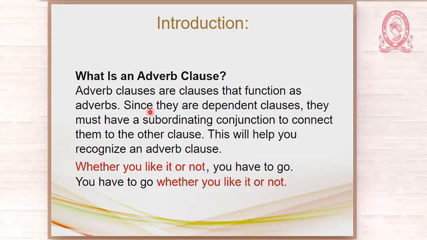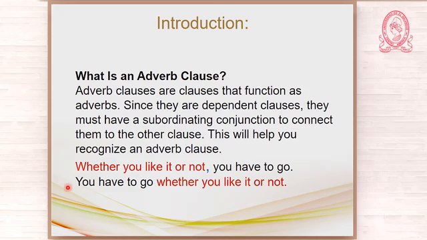Now, since they are dependent clauses, they must have a subordinating conjunction to connect them to the other clause. This will help you recognize an adverb clause. In other words, an adverb clause starts with a special word, which is called a subordinating conjunction. Look at this. Whether you like it or not, you have to go. What is the subordinating conjunction? It is whether. Okay? But if you notice, after the adverb clause, you have a comma, and then you have the independent clause.